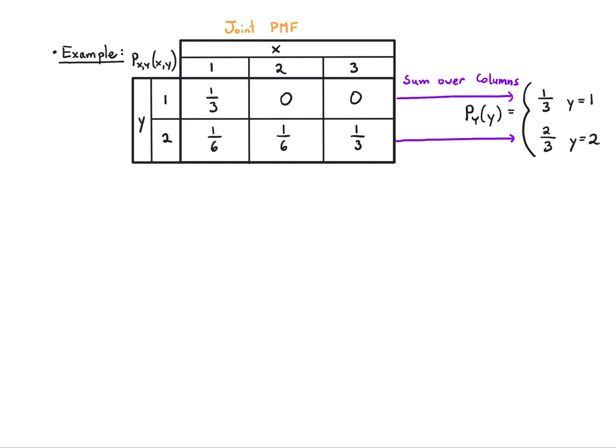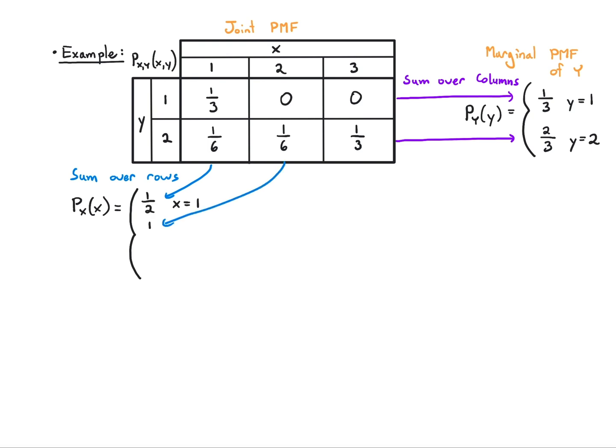And that's just marginalization. I'm going to do the same thing to get the PMF of x. Okay, so I'm going to sum up, so I'm going to smash together the rows here. So I'm going to have a third plus a sixth, that's a half for x equals 1. And then a sixth plus 0, so that's going to be a sixth for x equals 2. And 0 plus a third, that's going to be a third for x equals 3. Okay, so that was simple, and that's the marginal PMF of x.